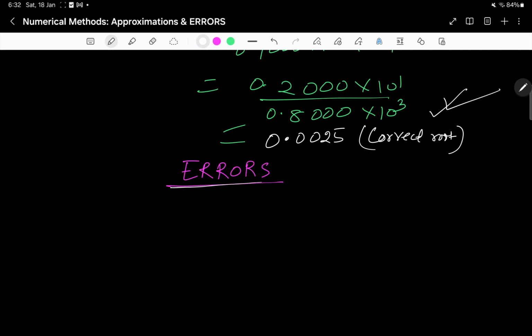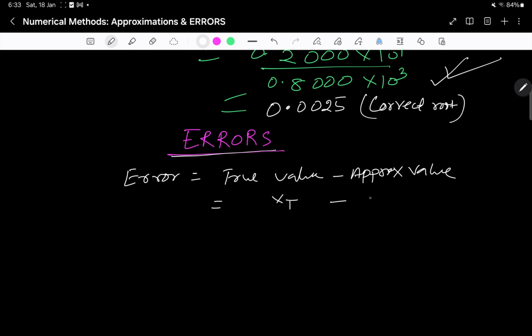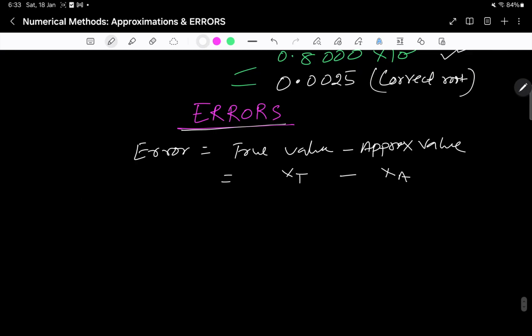Now coming to the error, I just repeat it. As you know, your error is equal to your true value minus approximate value. We denote it by true value xt and approximate value xa. Then your absolute error is simply the magnitude of the error, so that is mod of xt minus xa.